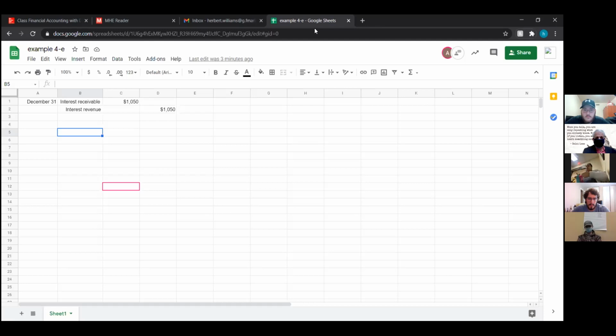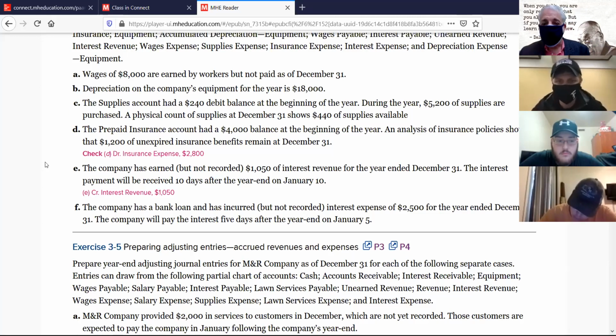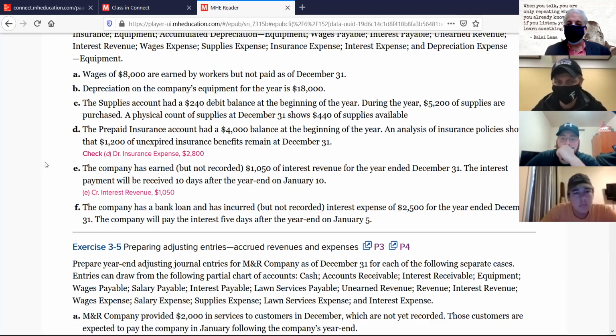If you look at the last one, the company has a bank loan. This is the opposite. It's $2,500 in expense that they're going to pay in January. So instead of having a receivable and a revenue, I've got an expense and a payable. I'm going to debit the expense for 2,500 and credit the payable for 2,500. And when I pay it next year, I'll worry about the cash later.